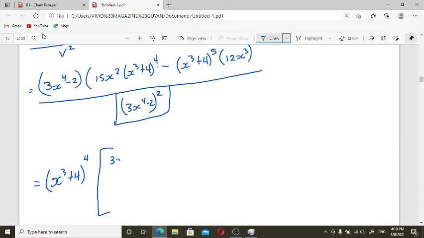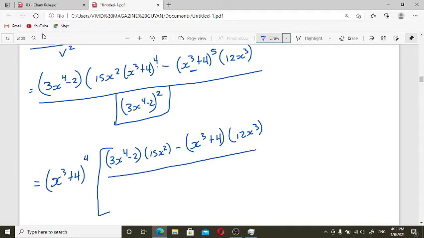So I have 3x to the fourth minus 2 times 15x squared minus, remember this is the one that is remaining, x cubed plus 4 times 12x cubed, all being divided by 3x. Yeah, this is the nice part. We just gotta write this back.